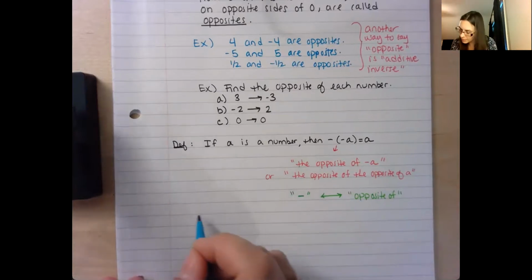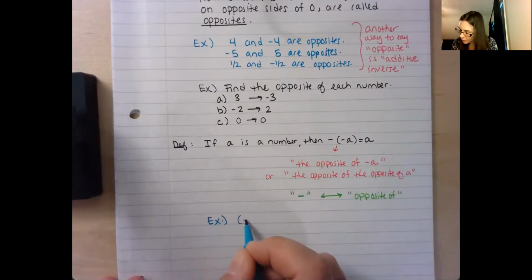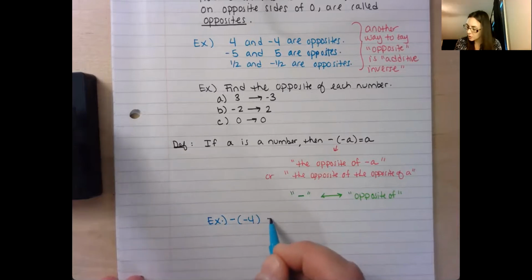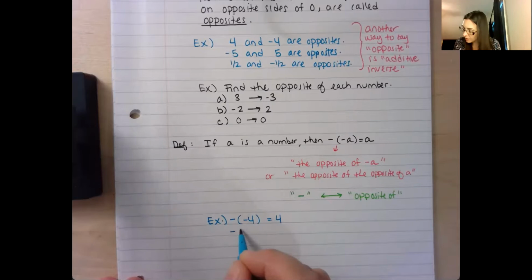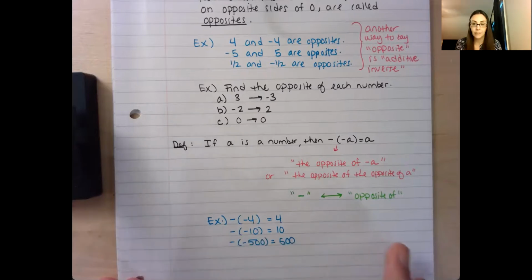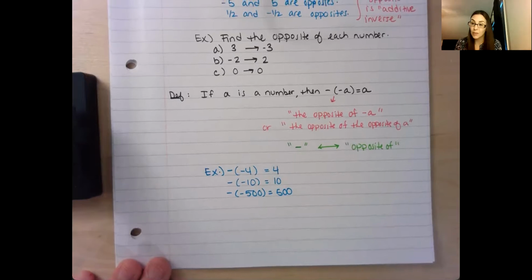So for instance, examples here: if I have negative 4 and then I put another negative on the outside, then my answer is just 4. If I have negative and then negative 10, my answer is just 10. Or if I have negative and negative 500, my answer is just 500. Now you do want to be careful. These are parentheses here. This is not absolute value.